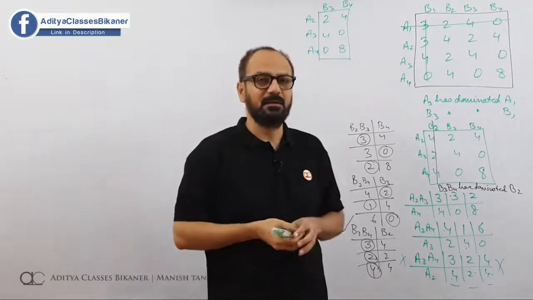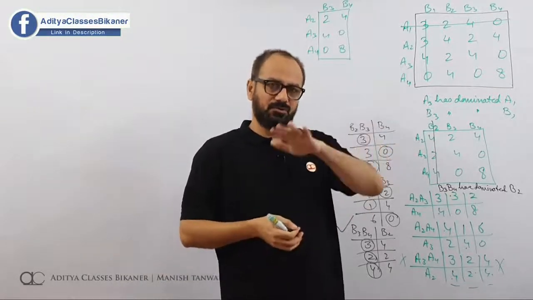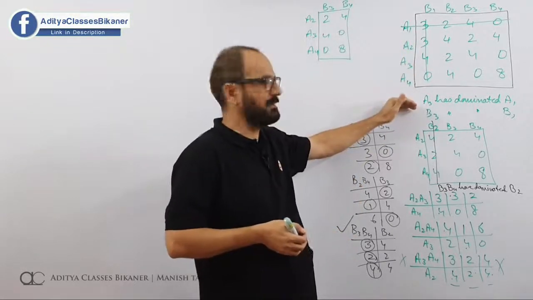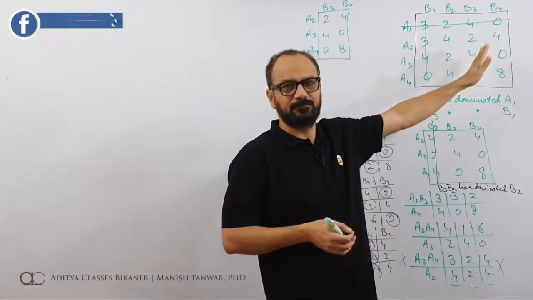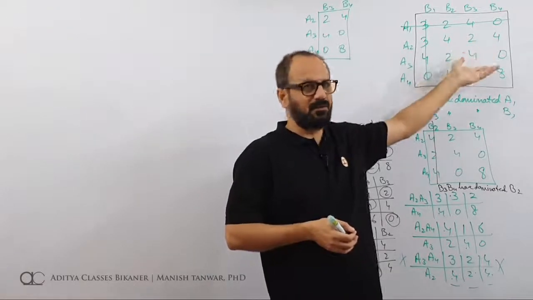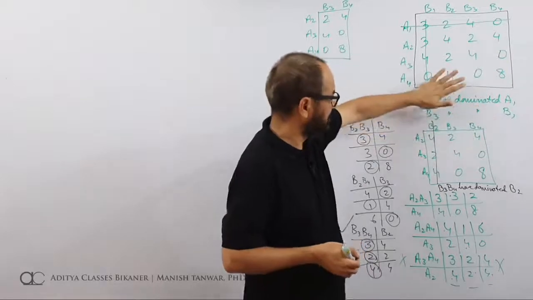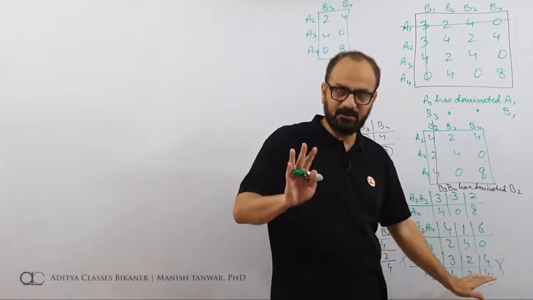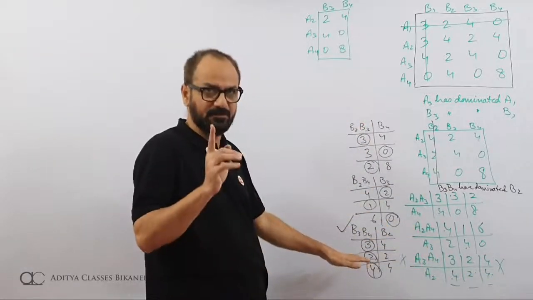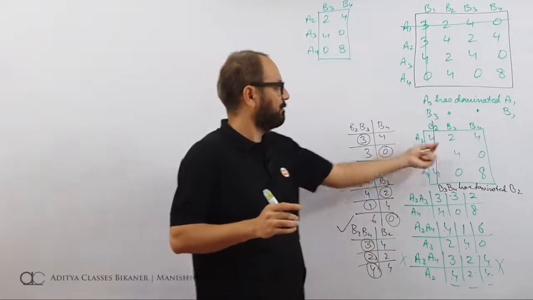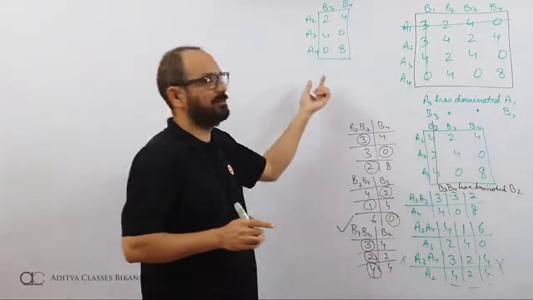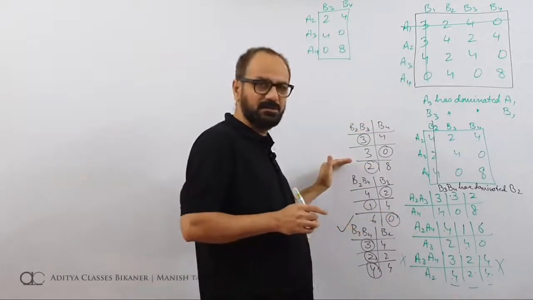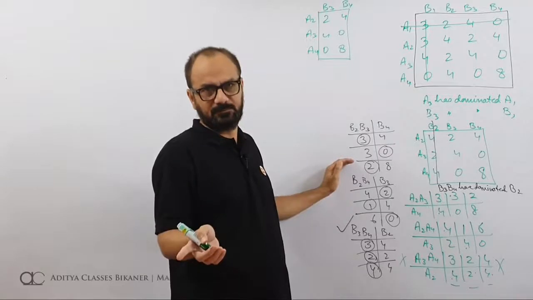Now remember what I said. I'll continue with rows, columns, rows, columns. I checked rows, A3 dominated A1. I checked columns, B3 dominated B1. Then again I checked rows and columns, nothing came out. So I moved to average dominance. In average dominance, I checked rows, nothing came out. I checked columns, and one strategy got dominated. My game got reduced. Rows, columns, rows, columns.